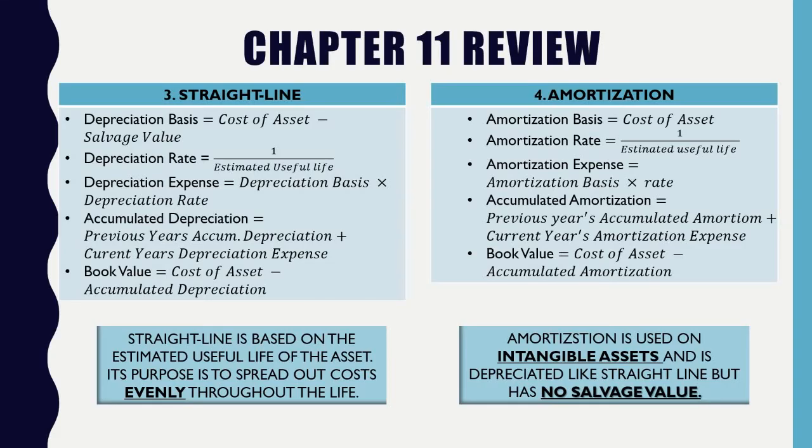So, chapter review. Okay? So, again, we took a look at straight line. And amortization is exactly identical to straight line. Only difference is there's no salvage value. The point of straight line is to spread the cost evenly through its estimated useful life. So you're literally depreciating it for the exact same amount every single year, where amortization is meant for intangible assets, and has no salvage value.